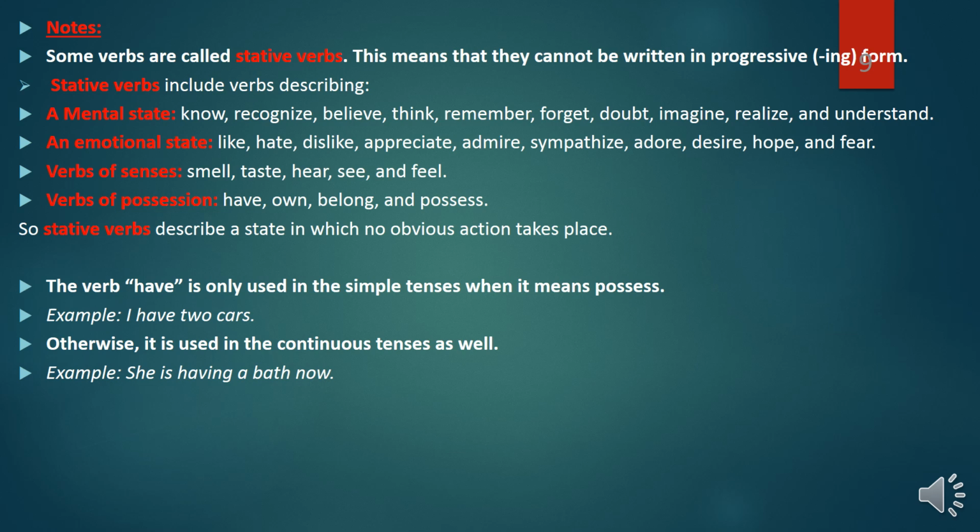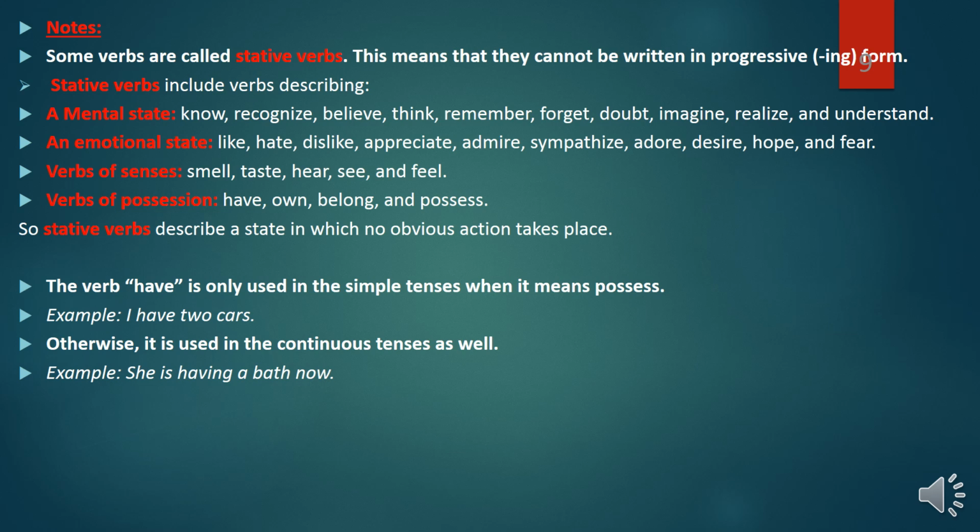Now let's move to the most important part, which is the stative verbs. We have something called a stative verb, or verbs of state. These verbs express a certain state, a mental state, an emotional state, verbs of senses, and verbs of possession. In this case, we cannot use ing. So in these verbs, we cannot use the ing form.